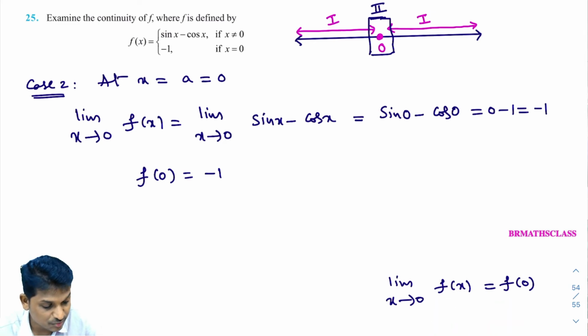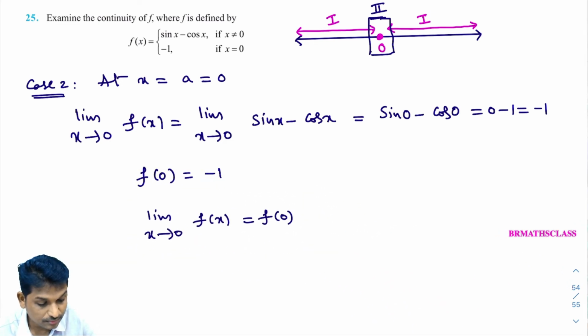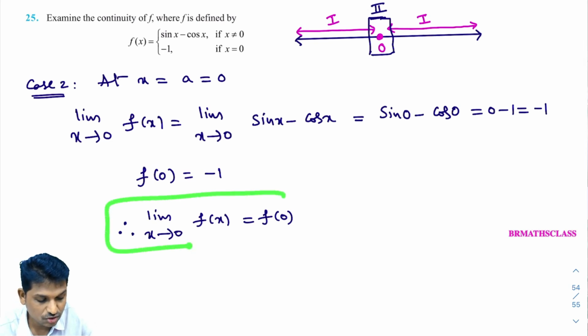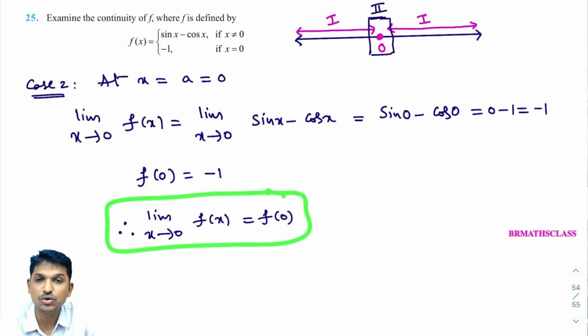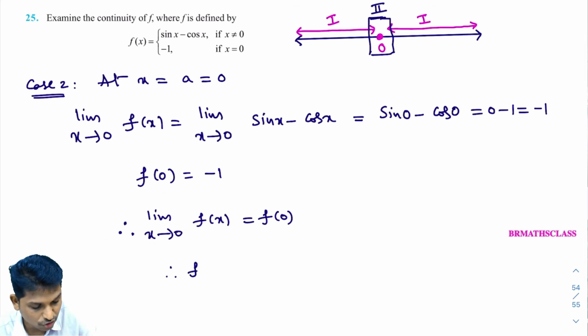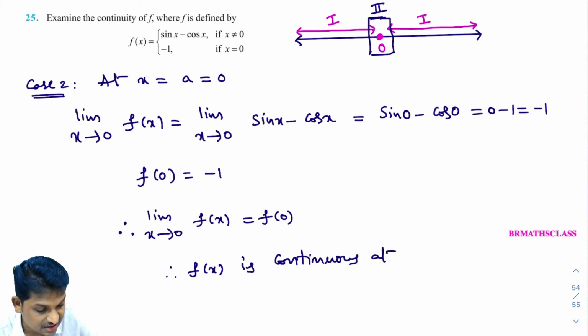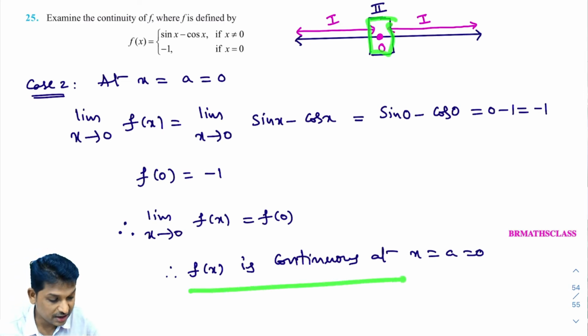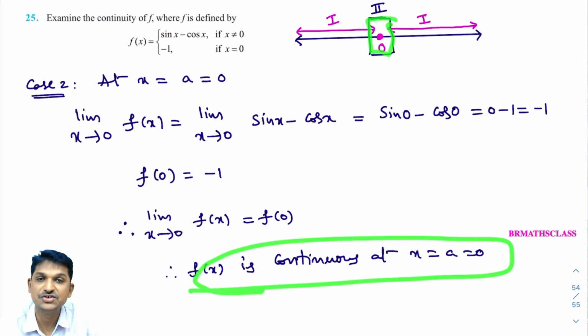So I'll write the same thing. Therefore, limit x approaches 0, f of x equals f of 0. As this holds good, I can say that this function is continuous at x equal to 0. Therefore, f of x is continuous at x equal to a. Here a value is 0. I checked the continuity at 0, and I got that it is continuous at 0.